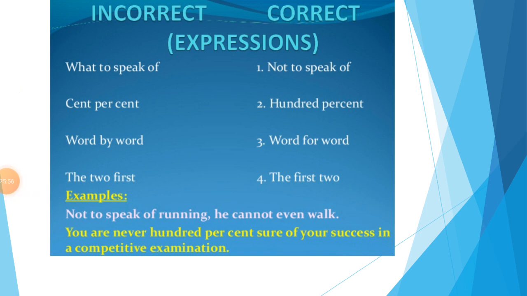Now we will see here incorrect and correct expressions. What to speak of? Cent%, 100%, word by word, for word, the first two. Examples: Not to speak of running, he cannot even walk. You are never 100% sure of your success in a competitive examination.